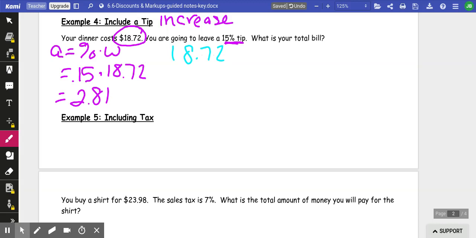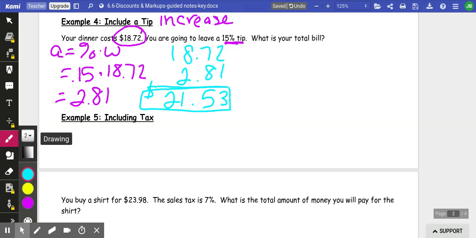1872 and 281 is going to give us 2153. So we get 2153 as my total for my dinner, with the tip included. Remember, you can do it the way we did above for the bike example.